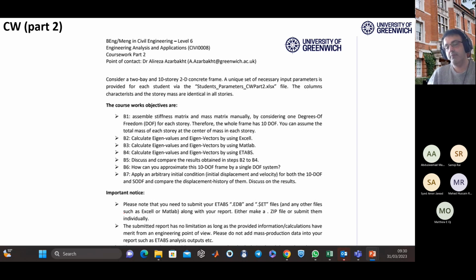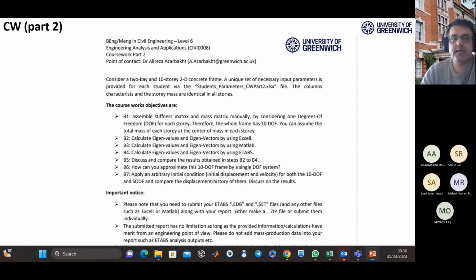So a single degree of freedom system and a 10 degrees of freedom system. For both of them, you need to enforce an initial condition like an initial displacement and velocity at t0, I mean at time equal to 0, and calculate the free vibration response for both structures and compare them to see what the results are.